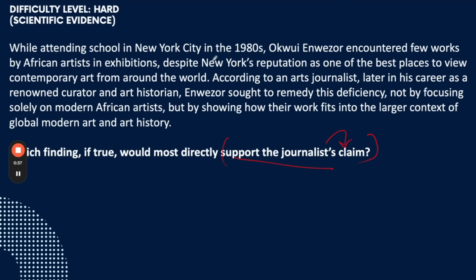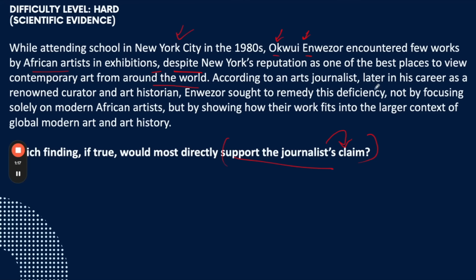While attending school in New York City in the 1980s, OE encountered few works by African artists in exhibitions. So this person, OE, when he was attending the school in New York City, found few works by African artists in exhibitions. Despite New York's reputation as one of the best places to view contemporary art from around the world. So New York has a reputation of showcasing contemporary art from everywhere around the world, right? But when OE was there, he found very few works by African artists in exhibitions. Let's see what happened later.